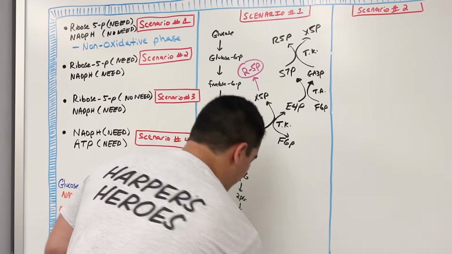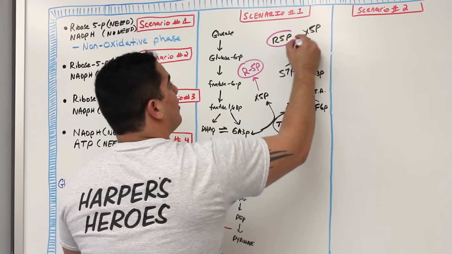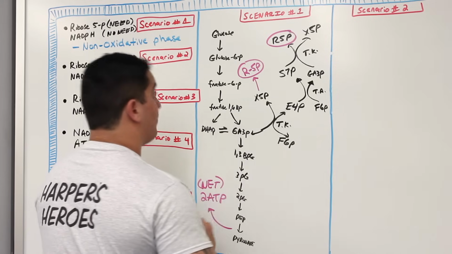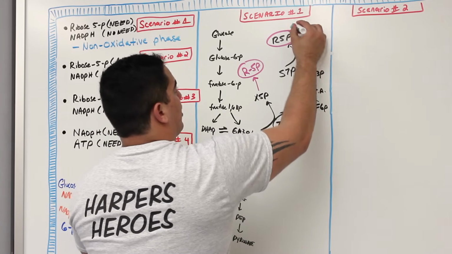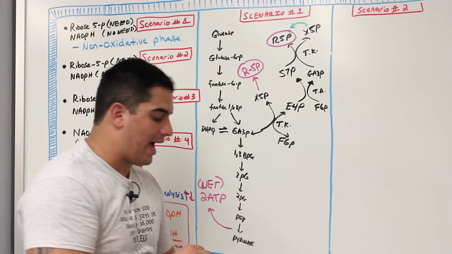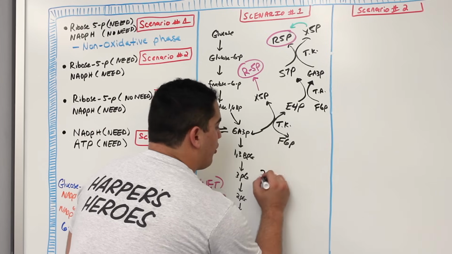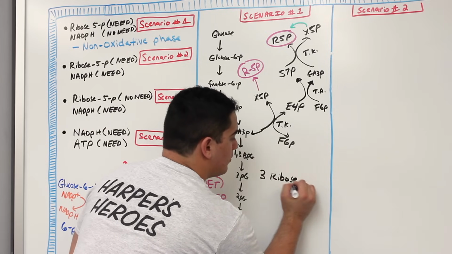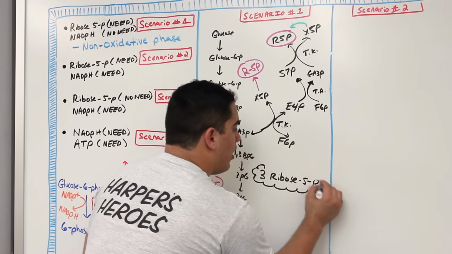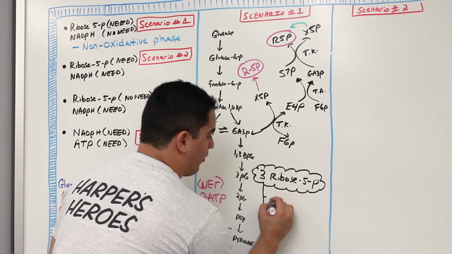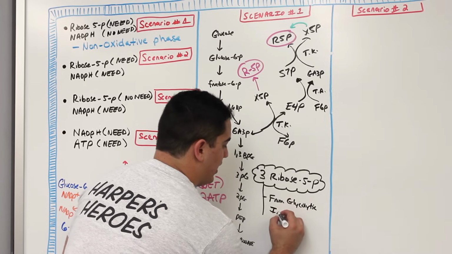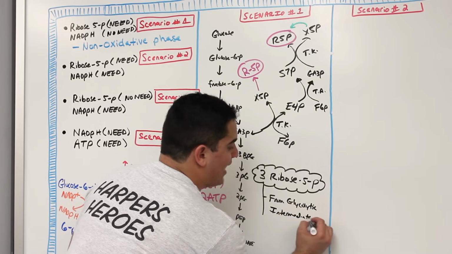Now what did I just do? I synthesized ribose 5-phosphate this way. And you guys know eventually, we'll just show it here in green, that the xylulose 5-phosphate can eventually get converted into ribose 5-phosphate. How many ribose 5-phosphates did I generate from this glycolysis pathway? I generated 3 ribose 5-phosphates from the glycolytic intermediates. Okay, that's how we would deal with this scenario.